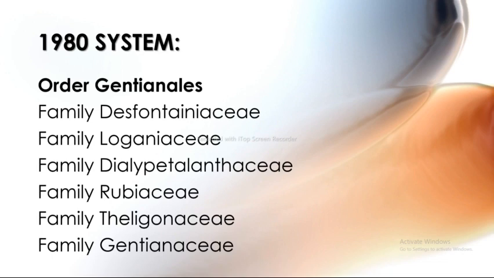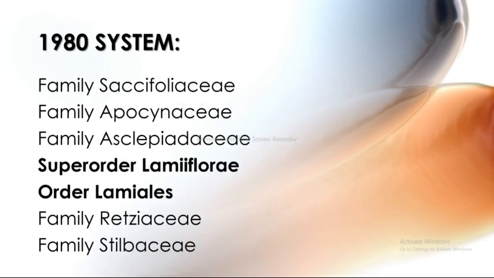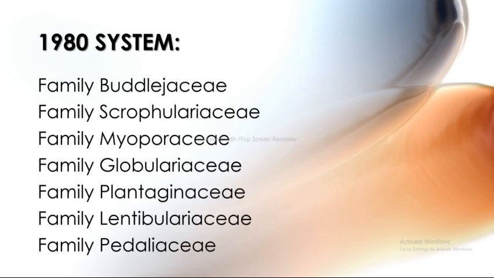This is Tigligonaceae, and the next is the Gentianaceae. Next is the Saxifoliaceae and Opocinaceae, and next is Asclepiadaceae. So the next superorder is the Lamiflorae, and this Lamiflorae includes the order Lamiales, and it includes the family Redziaceae and Stilbaceae. And the next is the Betelgecae or Scrophulariaceae, and Myoporaceae and Globulariaceae and Plantagenaceae.